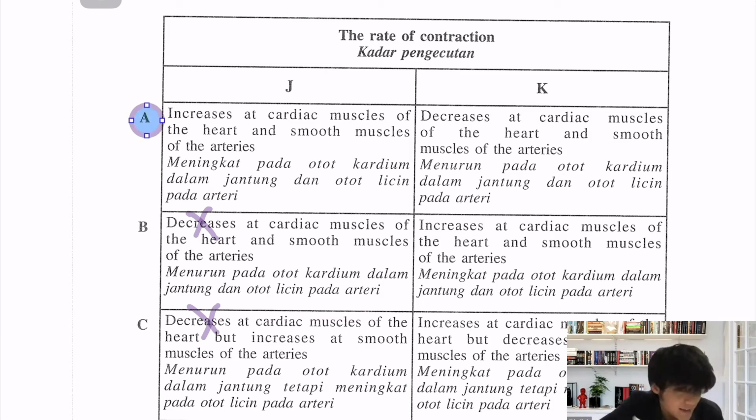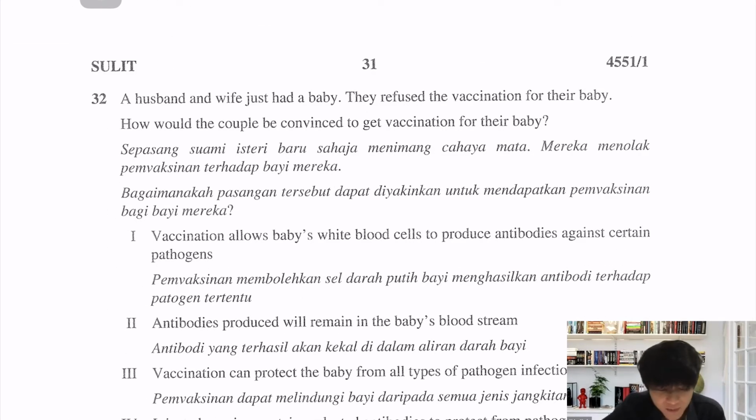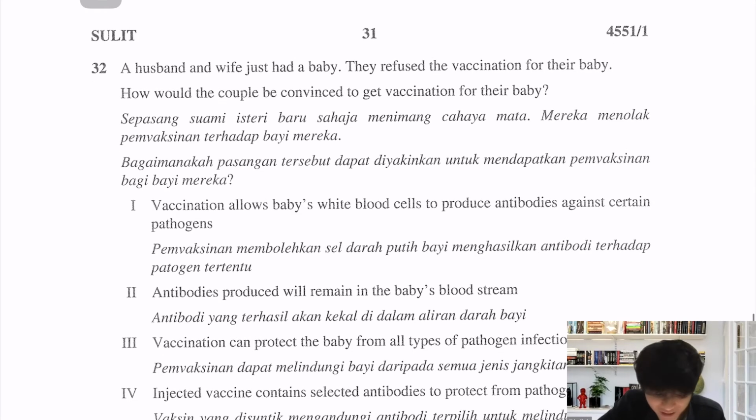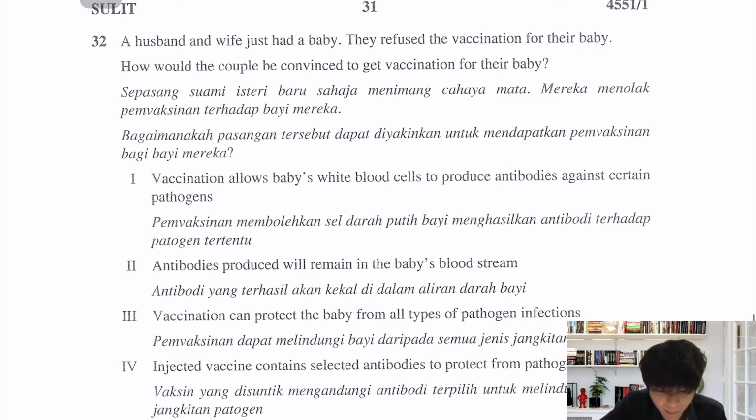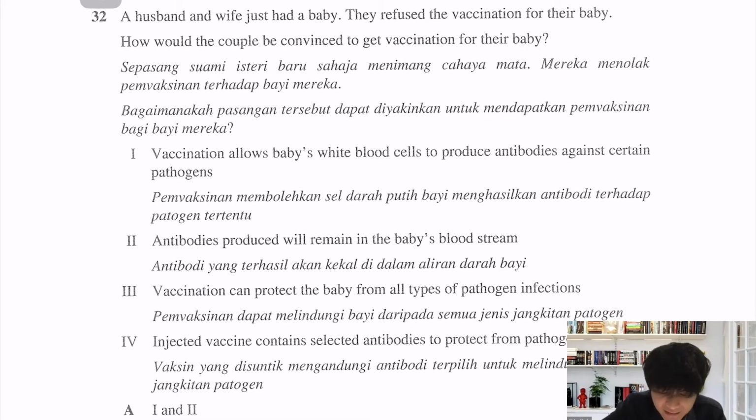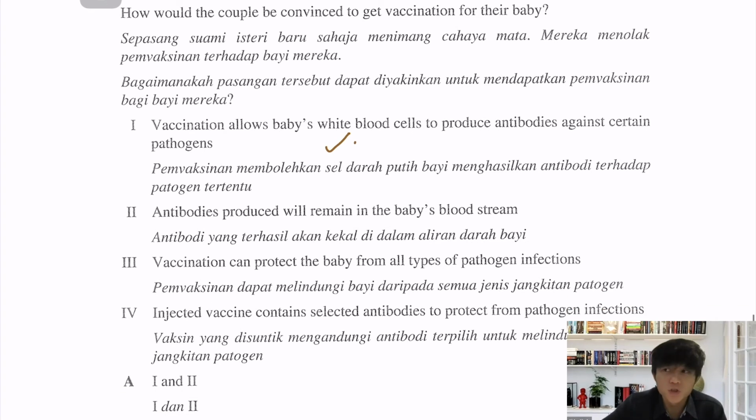Good. 32. A husband and wife just had a baby. Okay, next, they refuse the vaccination for the baby. So how would the couple be convinced? Vaccination allows the baby's white blood cells to produce antibodies against the pathogen. Yes, it does, because a vaccine contains inactive pathogen. So the moment it is introduced into our body, our body will trigger an immune response to fight the inactive pathogen.